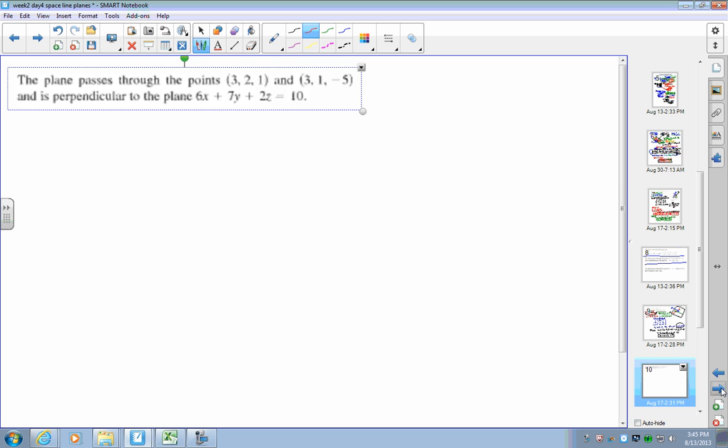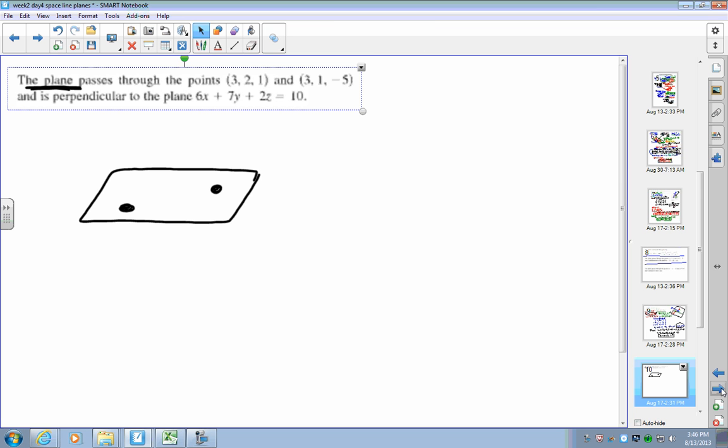Okay. So let me just draw an orientation of this. Here's the plane I want. This is the plane I want. And I have a couple points in it. Okay. I have 3, 2, 1. And I have 3, 1, -5. So I have those 2 points.